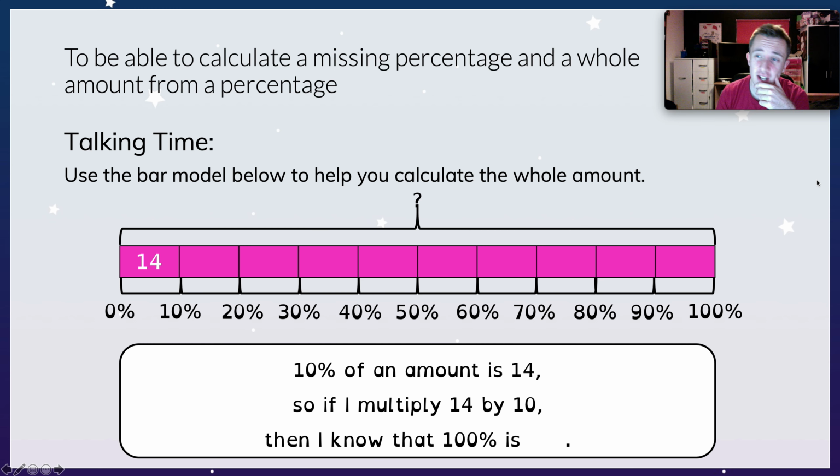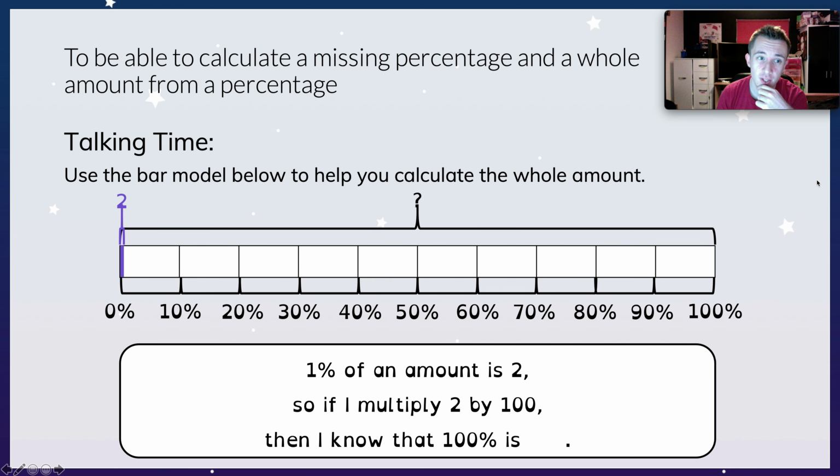Okay, 14, again we would times it by 10, which would be 140. So that's 10%. So make a note of this, please. If you're given 10%, to find 100%, or the original number, you would times by 10. Write that down, make a note of it.